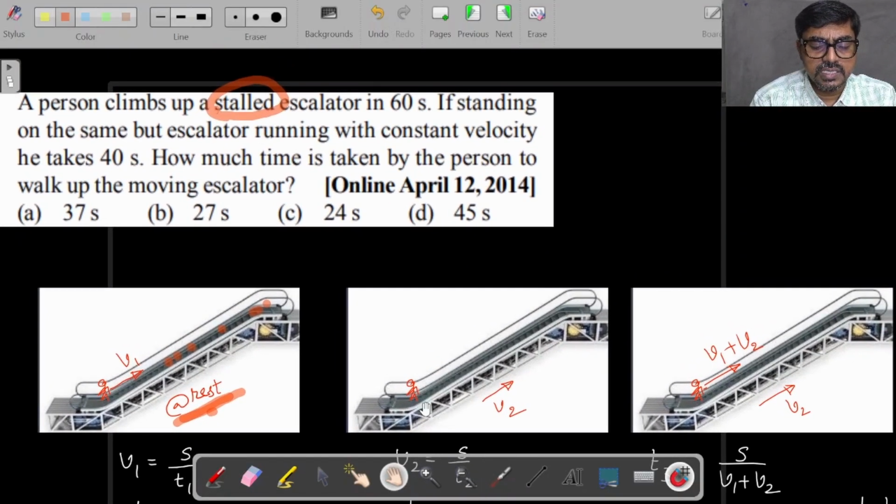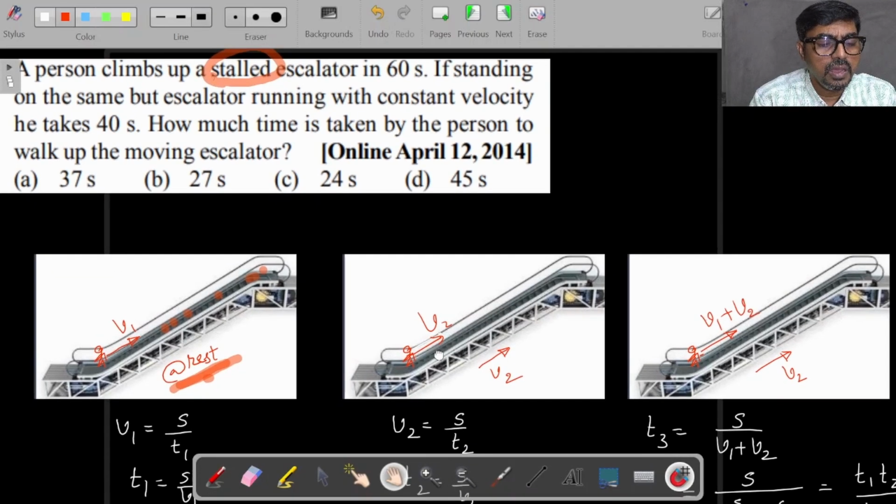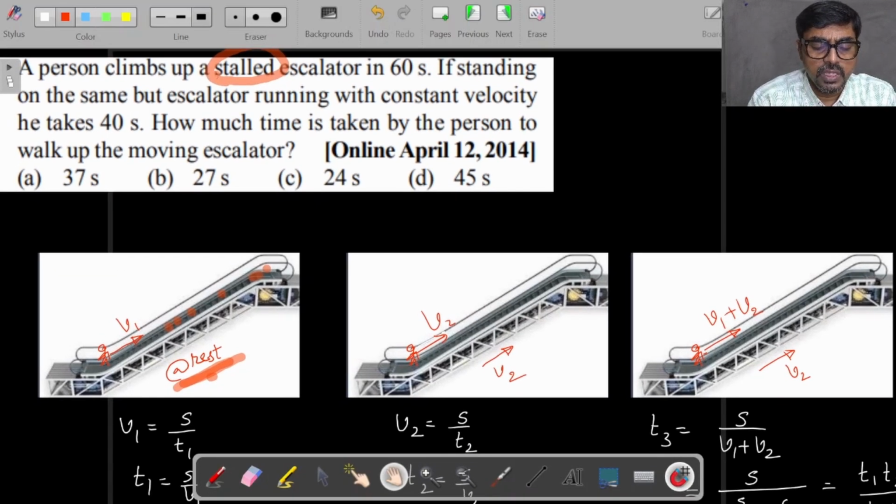Now the second case is not walking; he is just standing on the escalator, but the escalator is going with the velocity v2. The person is standing on it, but the escalator will carry him with the velocity v2. So even the person will have a velocity v2. Now he is able to reach the top after 40 seconds, meaning v2 equals s by t2, the same displacement he has to cover, but t2 is 40 seconds.